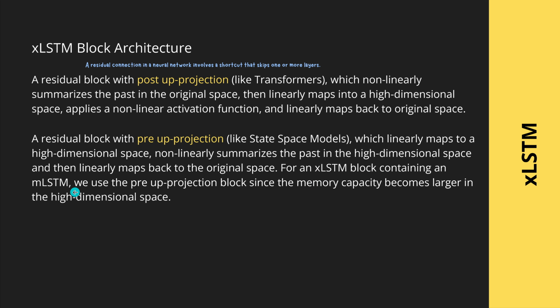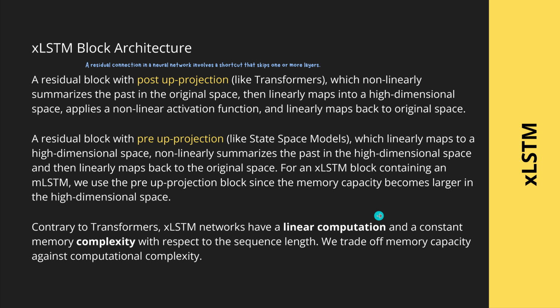Now, for our xLSTM block structure, containing the matrix LSTM, the more complex form of an LSTM, we will use the pre-up projection block since the memory capacity becomes larger in a high-dimensional space. And you know, contrary to our transformers, which have a quadratic computational dependency on the context length, our new extended LSTM network has a linear computation complexity with respect to the sequence length. However, we have to trade off now the memory capacity against the computational complexity.